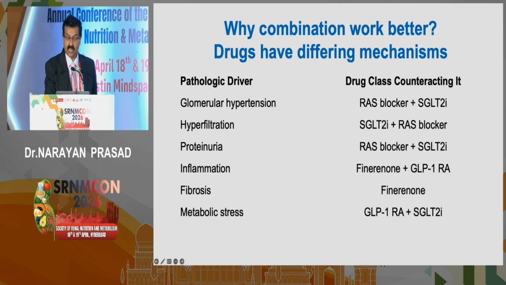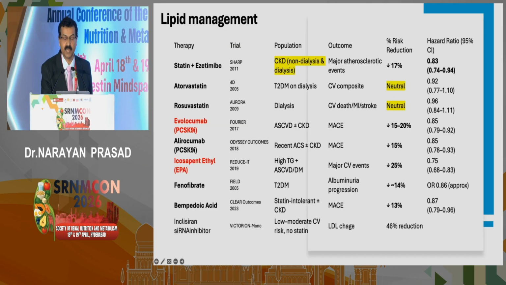Why does combination work better? Because for glomerular filtration, 2 drugs, RAS blocker and SGLT2; hyperfiltration, again 2 drugs; proteinuria, 2 drugs; inflammation, finerenone; fibrosis, finerenone; metabolic state, GLP-1 receptor agonists and SGLT2 inhibitors. So, combinations are likely to work better.